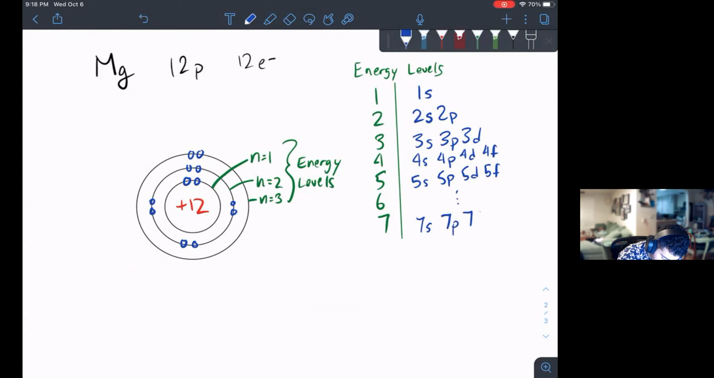7p, 7d, 7f. And this is significant because the s orbital only holds 2 electrons. The s orbital, again, has 2, but the p orbital, which consists of 3 p orbitals. So the p sublevel is 3p orbitals. Each one holds 2. That's 2, 4, 6. So we can hold 8 electrons.